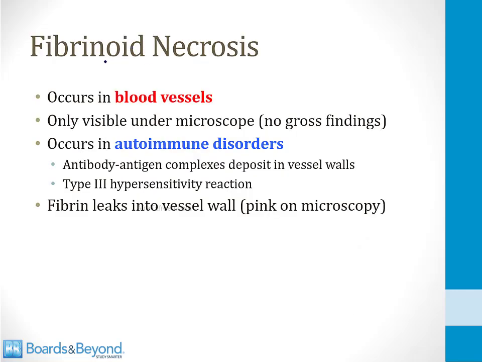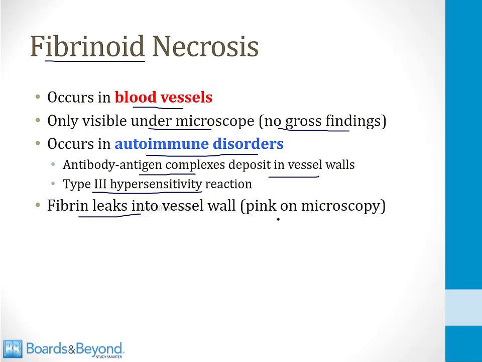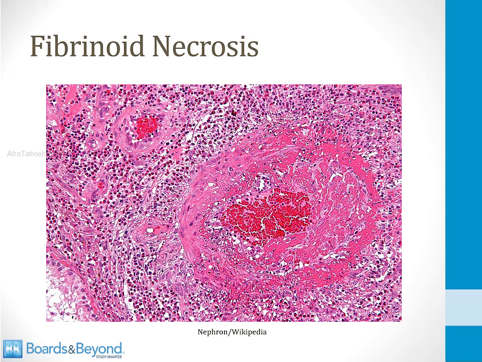Our last type of necrosis is fibrinoid necrosis, and this only occurs in blood vessels, and you can only see it under the microscope. There are no gross findings. The classic cause of fibrinoid necrosis is autoimmune disorders. In some autoimmune disorders, which I talk about in other videos, antibody-antigen complexes deposit in the vessel wall. This is an example of a type 3 hypersensitivity reaction. When this occurs, fibrin leaks into the vessel wall and gives a pink appearance on microscopy, and that's why this is called fibrinoid necrosis.